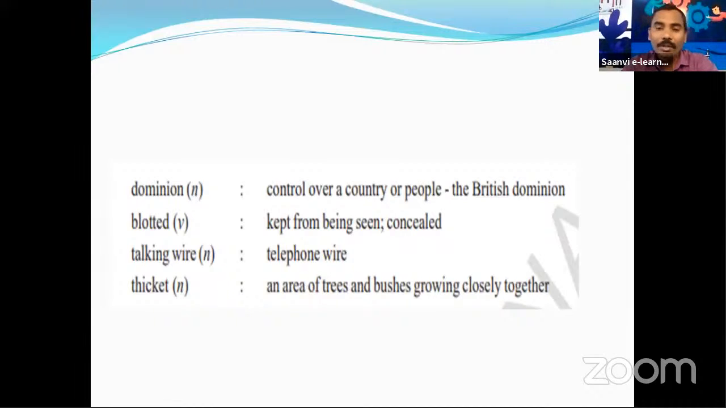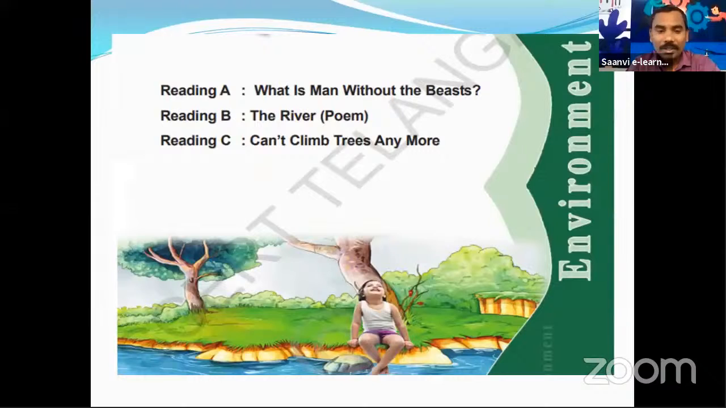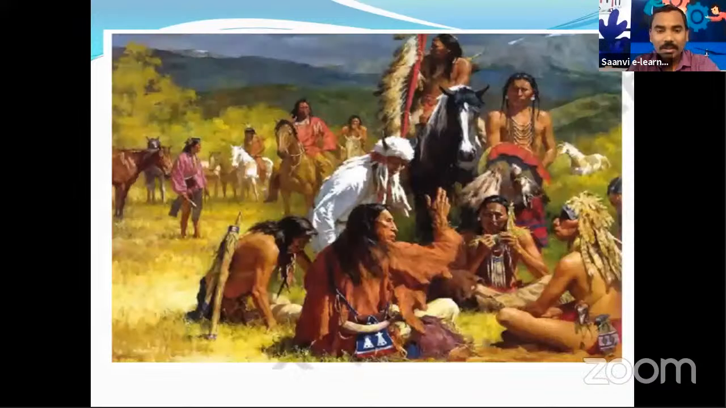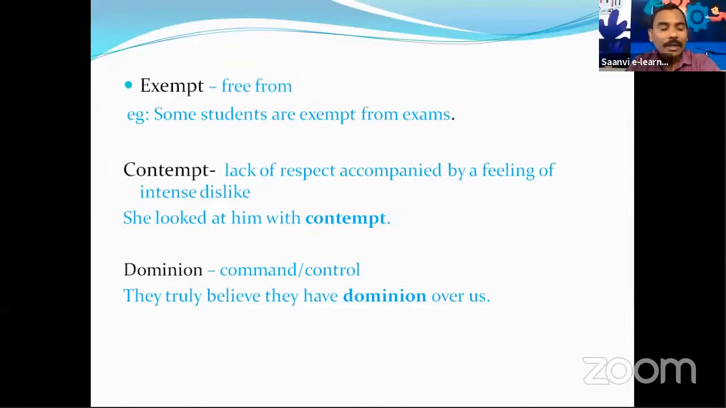The British dominion over the Indian people. Blotted means kept from being seen or concealed. Talking wire, telephone wire. Thicket means an area of trees and bushes growing closely together. We have already discussed all these hard words. And here we have some other hard words from the part of the lesson that we are going to learn today. Exempt means free from.